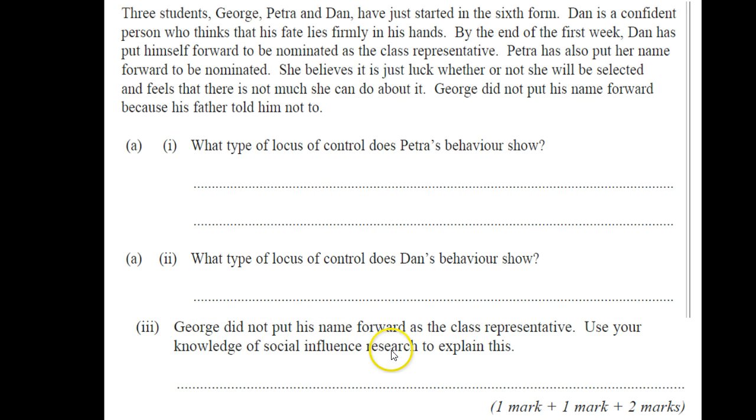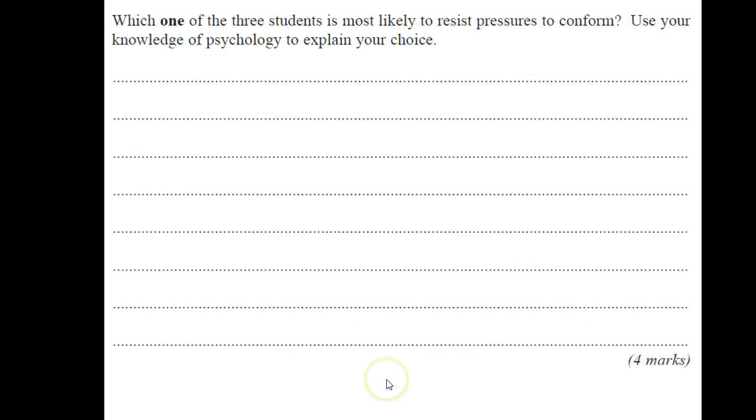George did not put his name forward as a class representative. Use your knowledge of social influence research to explain this. And then you can say George did not put his name forward because George perceives his father to be a legitimate authority figure and to have status over him. So therefore, he would obey his father. And that'll be enough for 2 marks there.